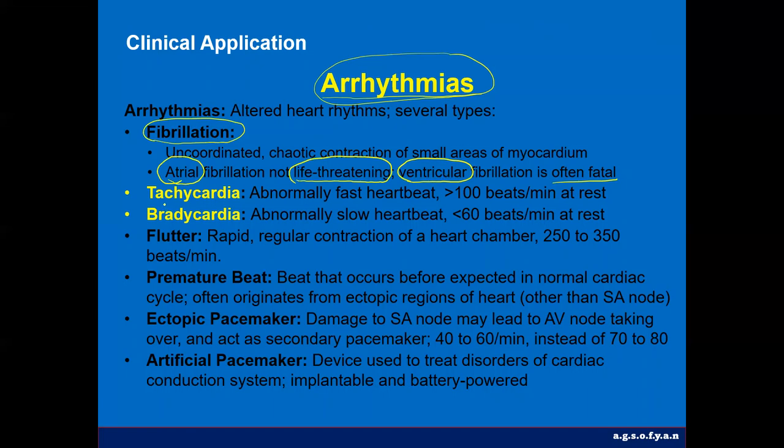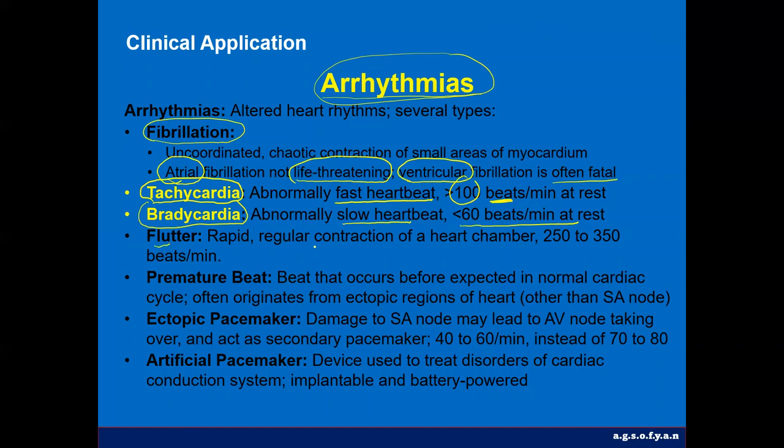And the most common one, tachycardia. This is abnormally faster heart beating, mostly in average higher than 100 beats per minute. Okay, this is tachycardia. The opposite of tachycardia is bradycardia. This is abnormally slow heartbeat. It's lower than 60 beats per minute. Okay, bradycardia.